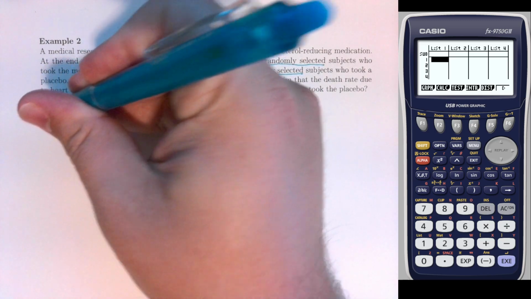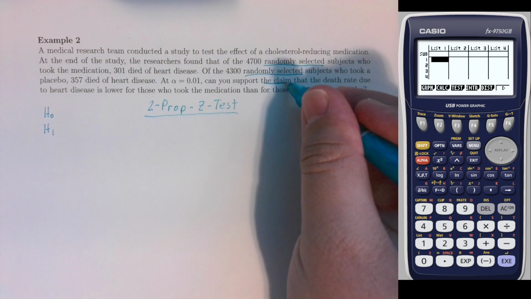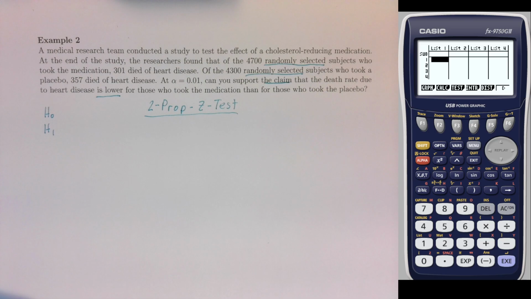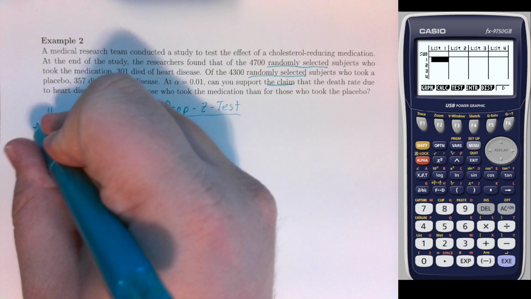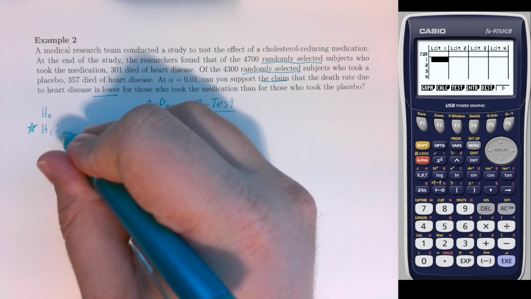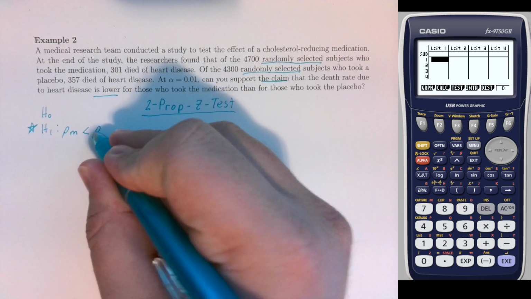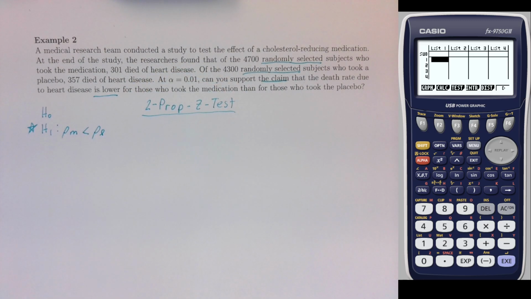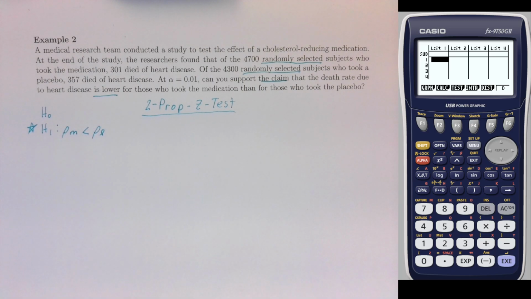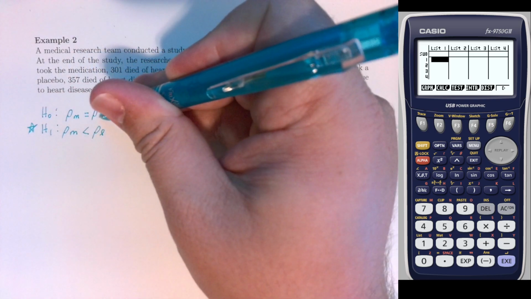Next, let's find the hypotheses. Well, the claim is that the death rate is lower. So our claim is going to be our alternative hypothesis, and it's that the ones that took the medication, which I'll use rho M for medication, is less than rho L for placebo. I didn't use P because I didn't want to do P sub P, but P sub L will be the placebo. And then the null hypothesis is that rho M equals rho L.